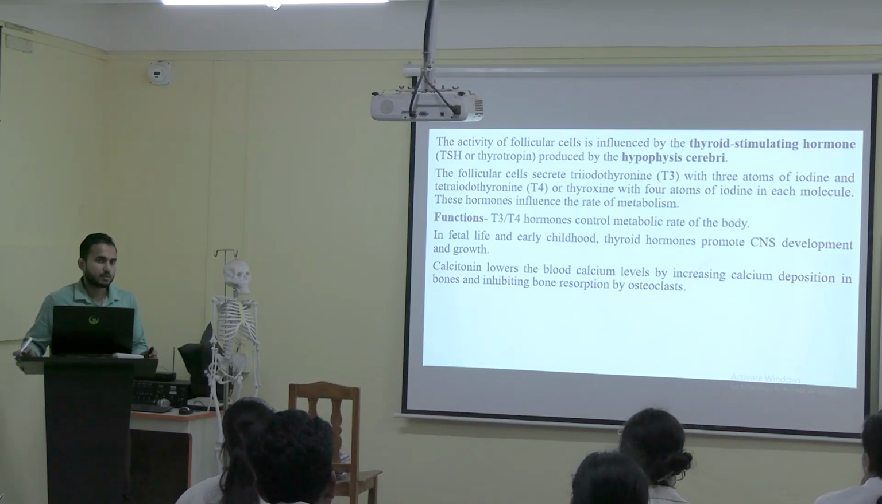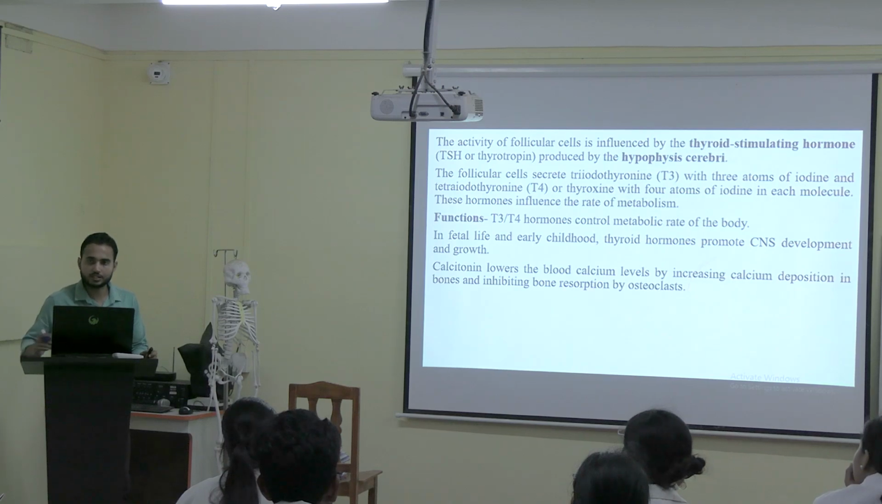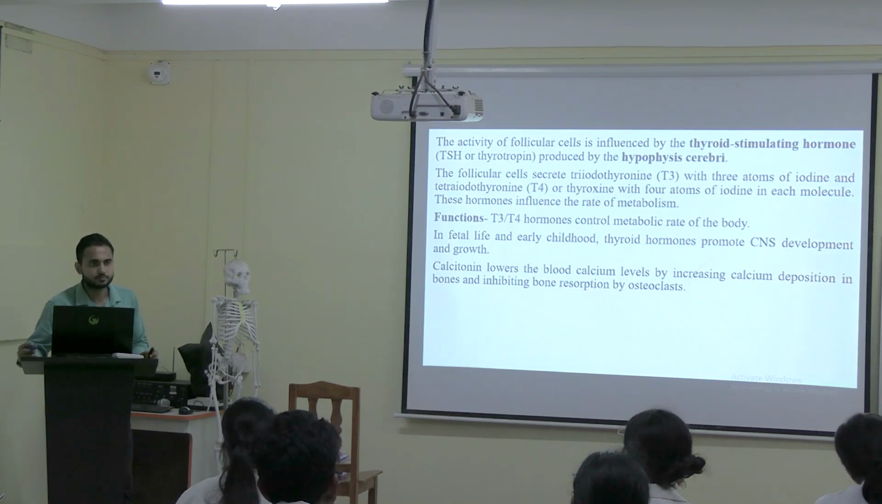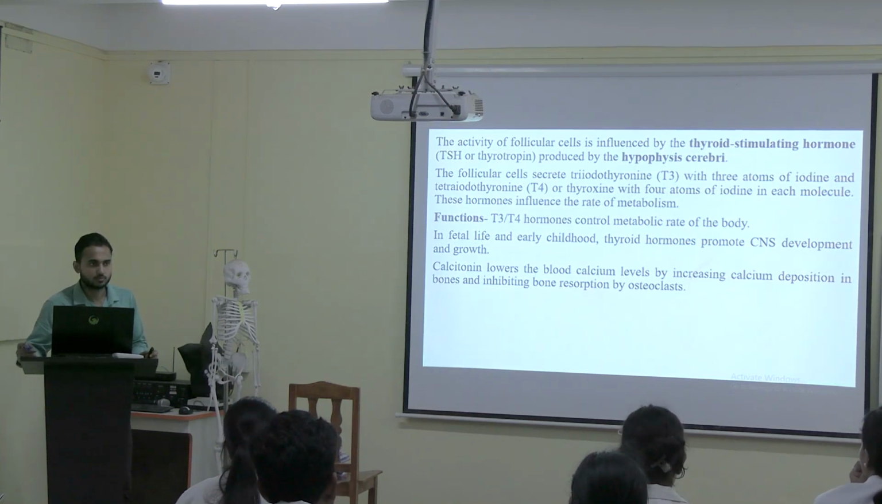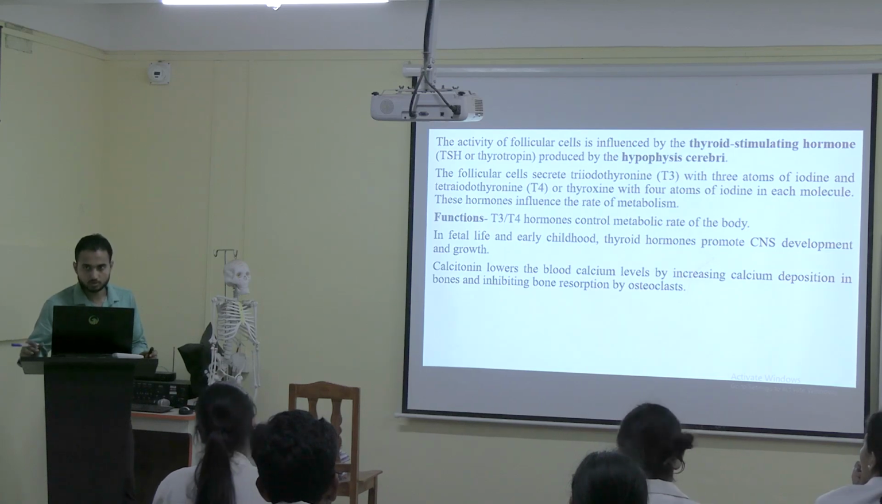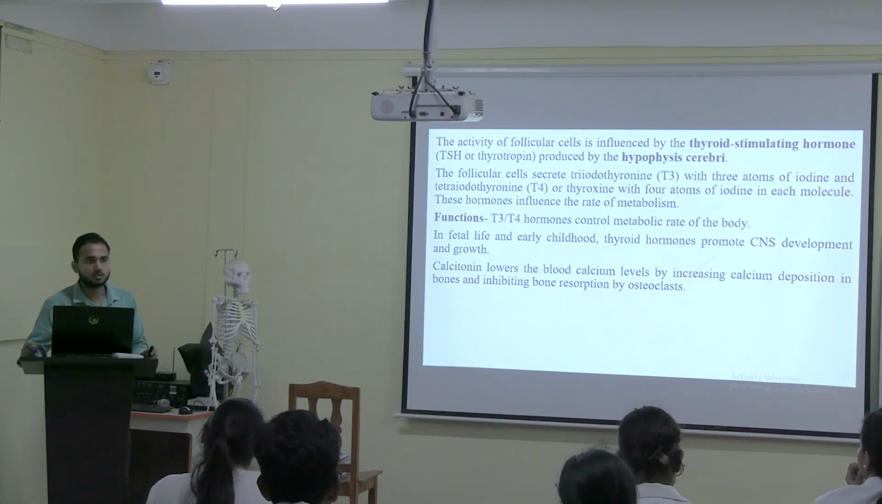Now, can anyone tell me which hormone will increase the serum calcium level? Yes, parathormone. PTH, parathyroid hormone or parathormone, increases the calcium level. So like this, the balance is maintained.